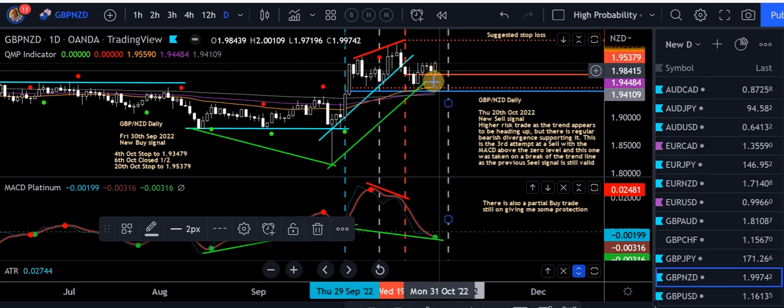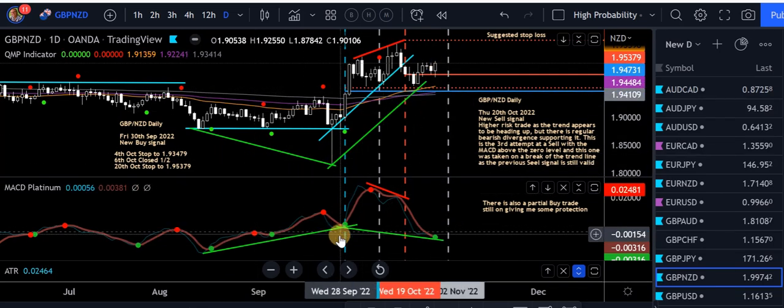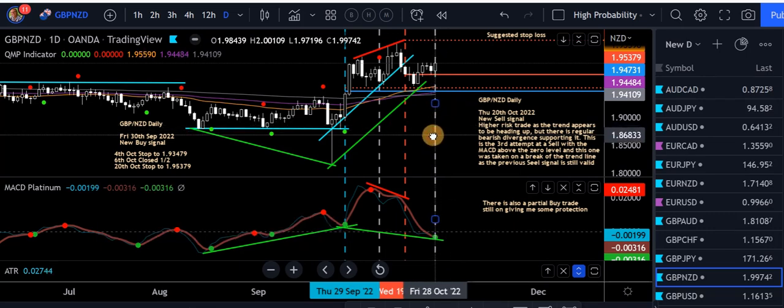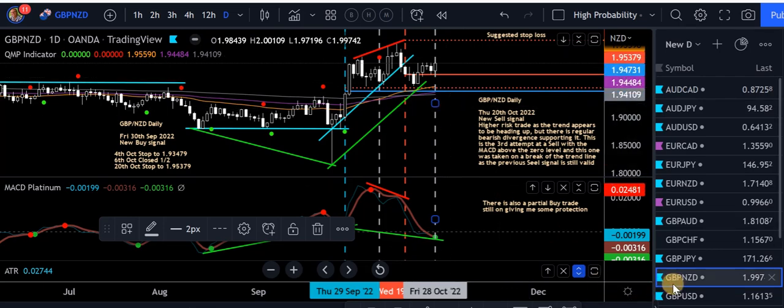So we're getting ready for a potential buy here and hidden bullish divergence forming, potentially. Not yet, we've got to wait for it. So that's why the vertical line's there. So we're losing on the sell and can't lose on the buy, pound New Zealand.